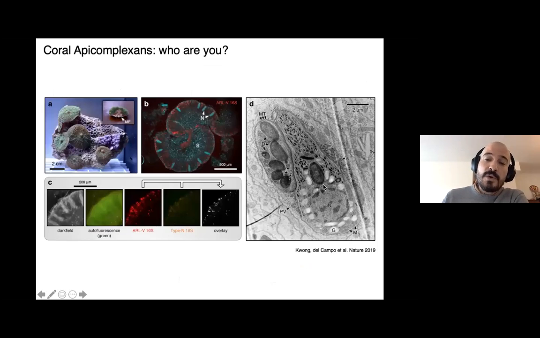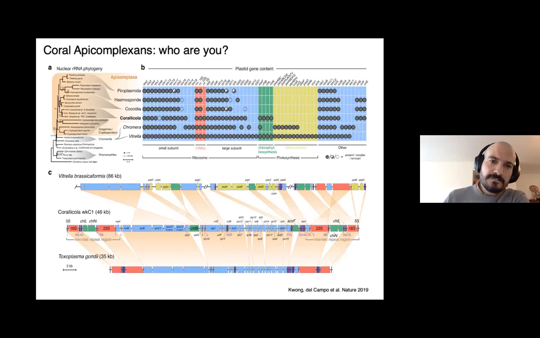And as well, we could do imaging, and we could do FISH for 18S and 16S. We could localize this apicomplexan in the tissue of the coral, and also by doing TEM, we could correlate the morphology of these apicomplexans with previous reports, and we can confidently say that this apicomplexan is the one that has been reported since the 80s using imaging, 16S and 18S.